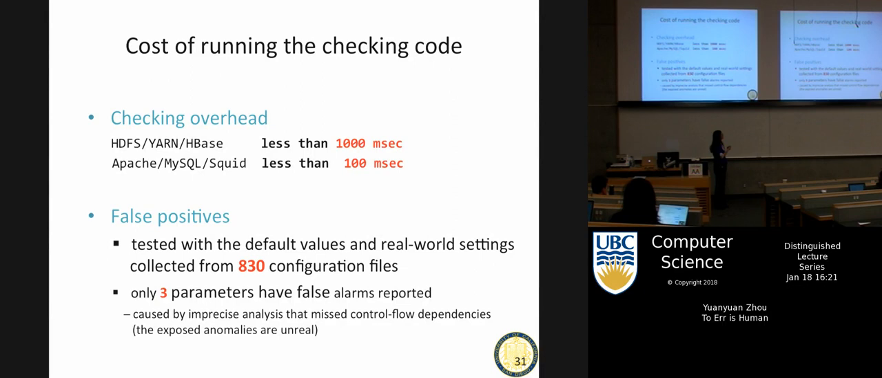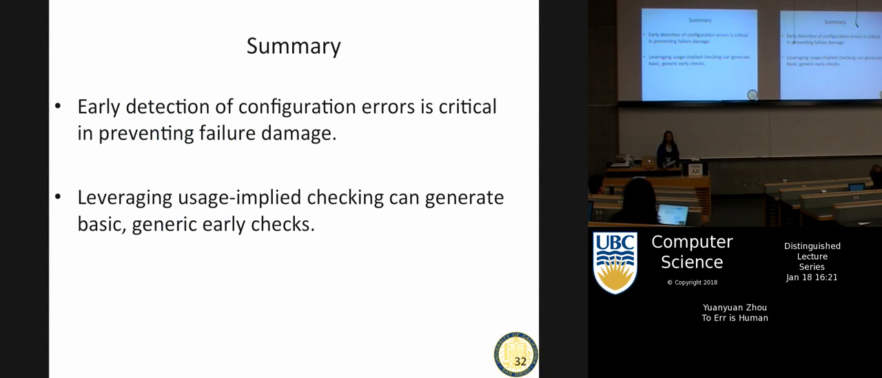And then only three parameters have false alarms reported. So the false alarm is actually pretty low. So just to summarize, this just shows an example. Sometimes as a system designer, we do not anticipate a configuration error early on, but then it gets manifested much, much later, and that causes severe outages, okay?